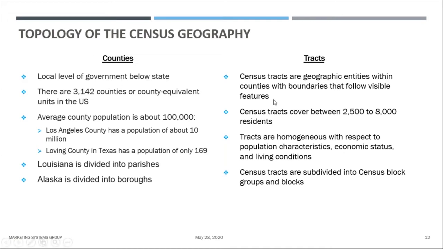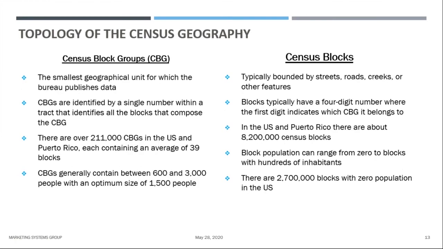Below counties are tracts, and tracts are geographic entities that follow visible features. They typically cover between 2,500 to 8,000 residents, and the tracts are supposed to be homogeneous in terms of the characteristics of the households. They are subdivided into census block groups and blocks. So what is a census block group? It's the smallest geographic unit for which the Bureau publishes data.